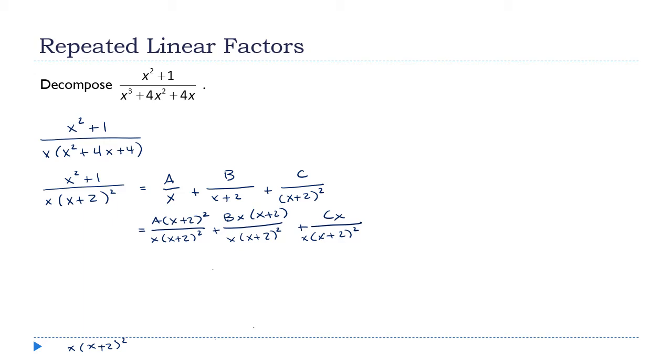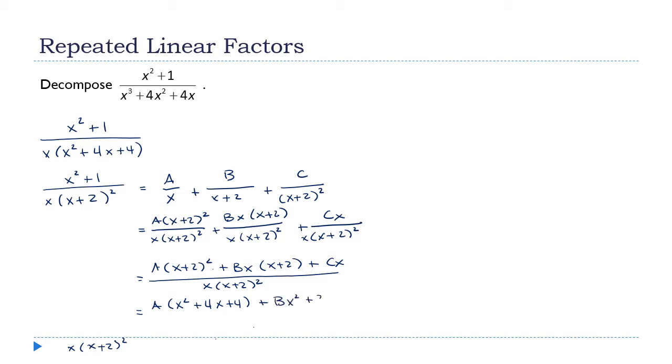Okay, so let's see. This is a times (x plus 2) squared plus bx times (x plus 2) plus cx, over x times (x plus 2) squared. All right, so I've got to multiply this (x plus 2) squared out. That's x squared plus 4x plus 4. Then distribute the bx: plus bx squared plus 2bx plus cx, still over that common denominator.